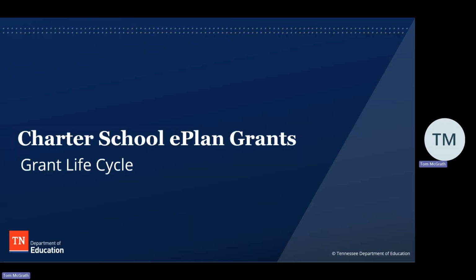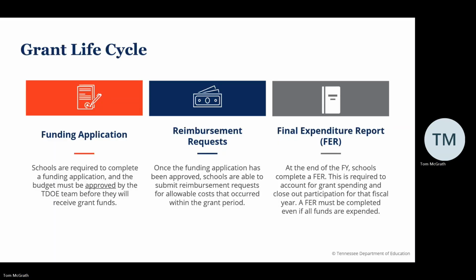We'll first talk about the life cycle for all state grants to give you needed context for reimbursement requests. All charter school grants are administered by fiscal year, which runs from July 1 to June 30. All grants follow the same cycle, and this cycle repeats for each year of the grant period of performance. There are 3 stages to the grant life cycle.